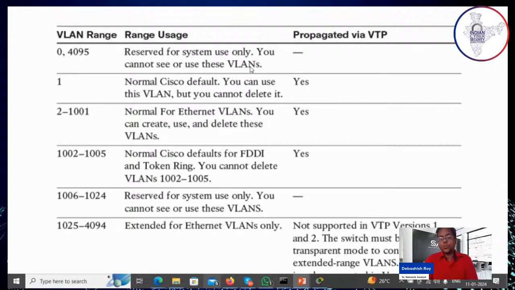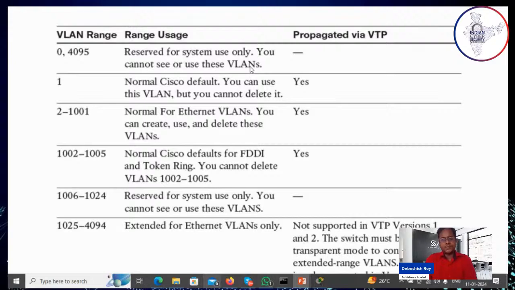From VLAN 2 to 1001, that is the normal range for creating Ethernet VLANs. One can create, use, and delete these VLANs, and they are propagated via VTP. From VLAN 1002 to 1005, these are again the Cisco default VLANs for FDDI and token ring networks. Although that is very old, it is still reserved for these networks, and one cannot delete this VLAN range. It is also propagated via VTP. From 1006 to 1024, again it is reserved for system use only. And from 1025 to 4094, this is the extended range of VLANs.